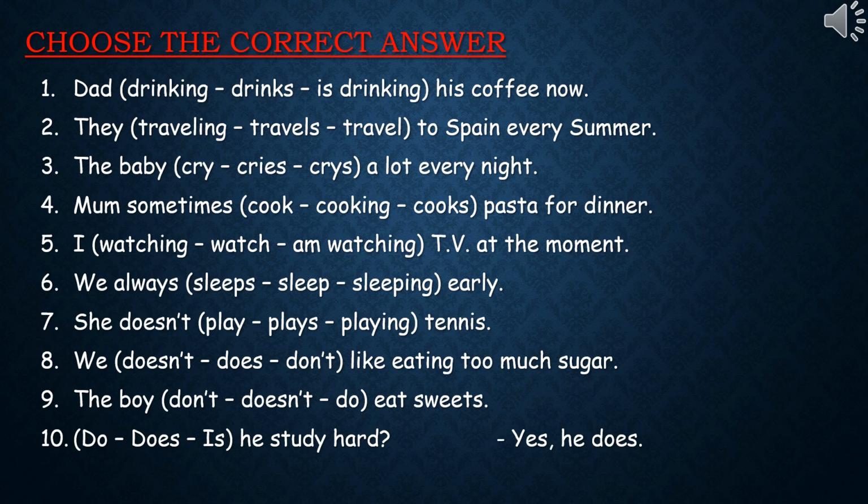Number 8. We don't like eating too much sugar. We, yes, don't like eating too much sugar. Number 9. The boy doesn't eat sweets. The boy, only one boy, means he. Yes, don't, doesn't, or do? Yes, doesn't.